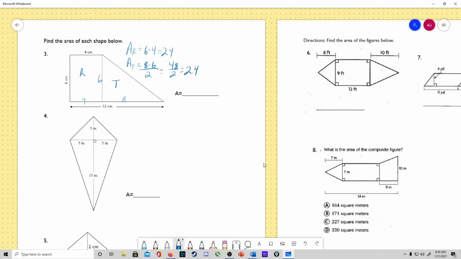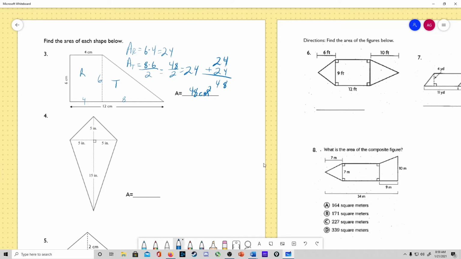Now, again, this one and this one are together, so we're just going to add those up. We get 24 plus 24. And we do the math there. We get 48. And we always want to label these as centimeters. So 48 centimeters squared, because area is always in square units.